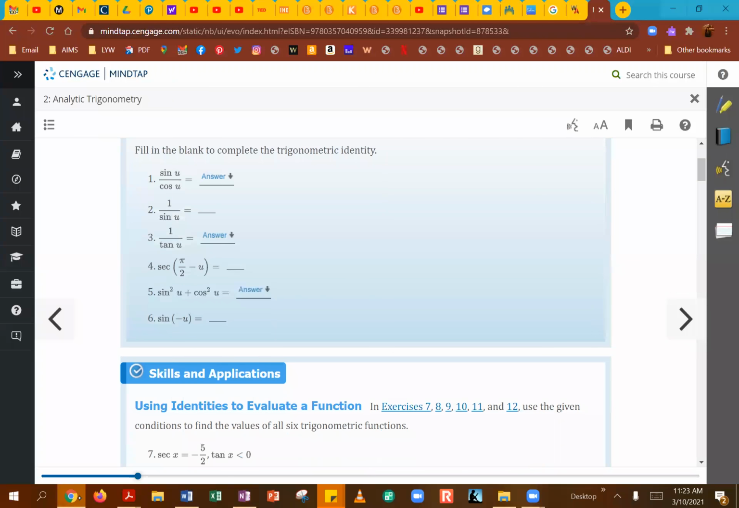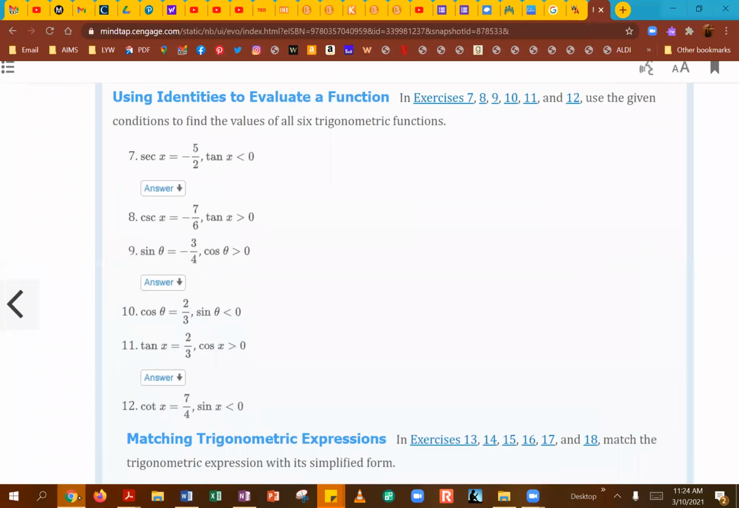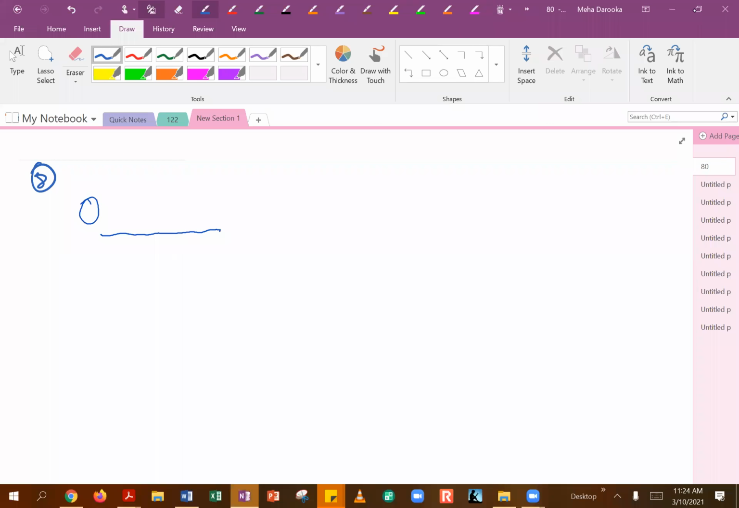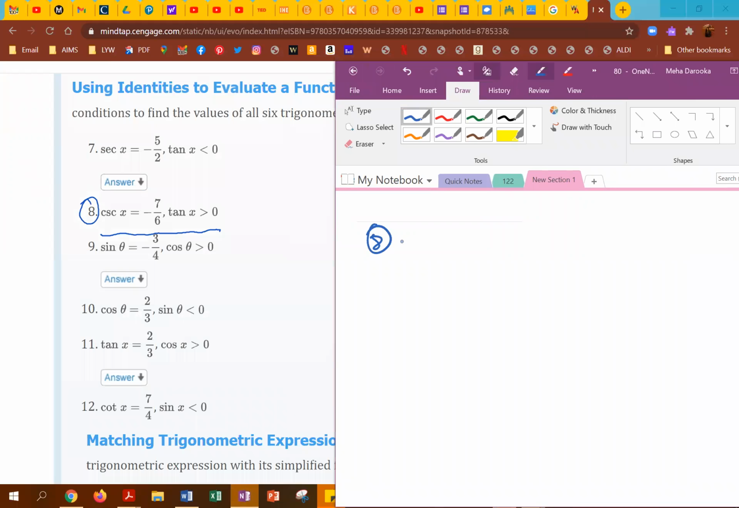This is coming from section 2.1. Okay, so this is what we are looking at. So they're basically saying use the given conditions to find the value of all 6 of our trigonometric functions. So looking at number 8, they're telling us cosecant of x is -7/6, and your tangent function, tangent of x, is also positive. So let's see what that does when we're trying to evaluate these functions here.